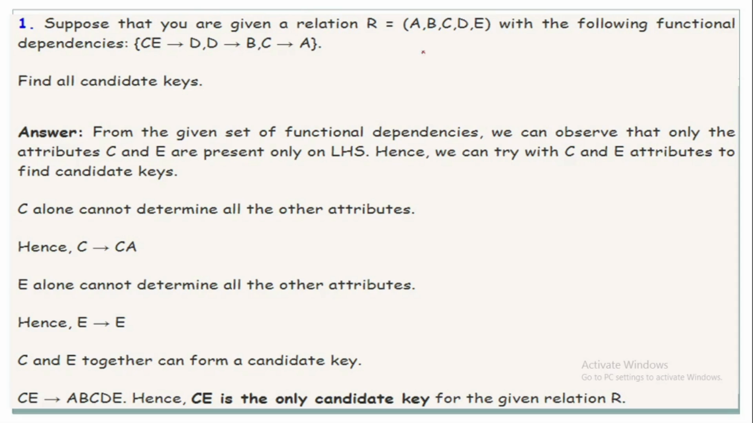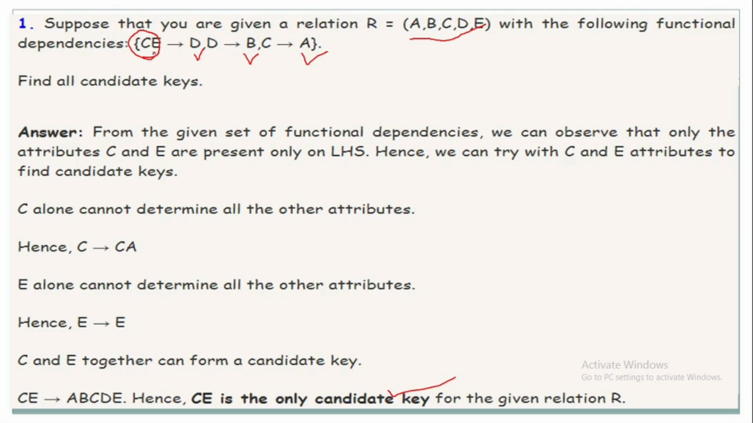So what we have got totally is 5 attributes. If I consider CE, CE can determine A, CE can determine D, and CE can determine B. So hence I can say that CE itself is a candidate key, because what is a candidate key? Candidate key is an attribute that determines all the attributes.